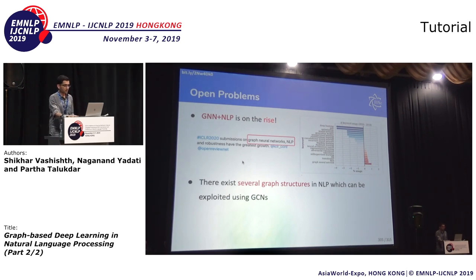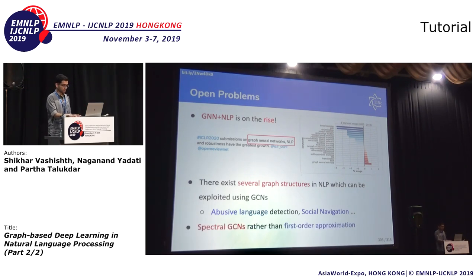So we explored a lot of graph structures, like how we can exploit them using graph convolution networks, but there is no end to it. GNNs have been applied in several other areas. Recently, GNNs are being used for abusive language detection, for social navigation, and so on. So the field is not yet explored, and there are several graph structures where GCNs can be applied, and we can get substantial gains.